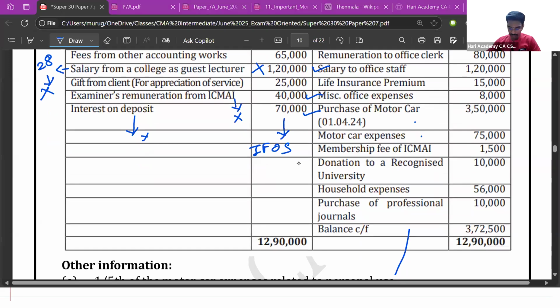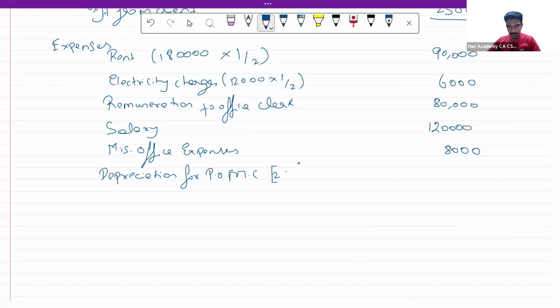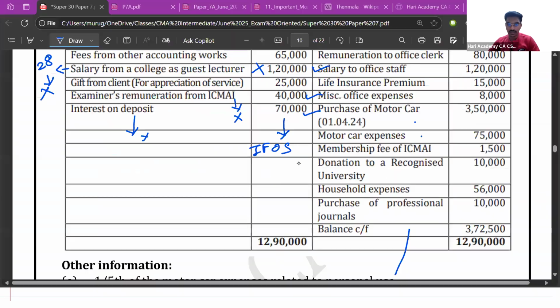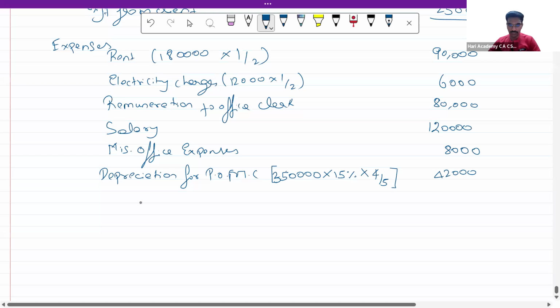So here, purchase of motor car, the total value is 3,50,000. The rate of depreciation for purchase of motor car is 15%, and 4/5 of it alone relates to the business. 1/5 is for his personal purpose, so that is not allowed. So 3,50,000 into 0.15 into 4/5. So total 42,000 is allowable as depreciation. Next is motor car expenses.